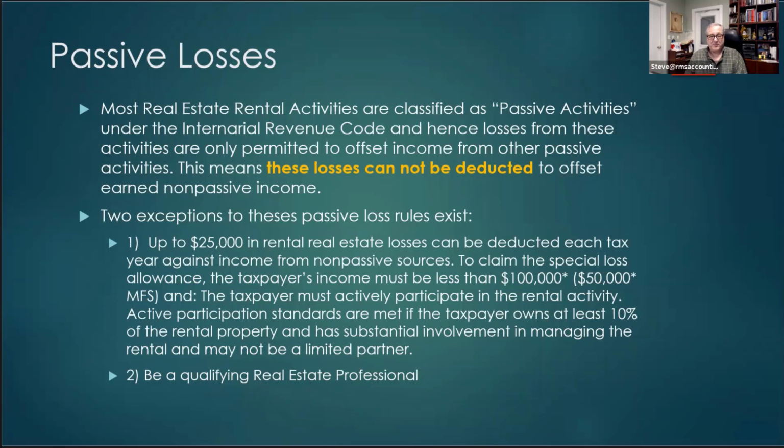You can avoid these passive loss activities if you are in a real estate trade or business. So I am a real estate broker. I own the brokerage firm. I own more than 10% of the company. I spend my time working in the brokerage firm. I'm now in a real estate trade or business. I'm a professional realtor. I spend all my time there. That might get rid of the passive activity rules, and now I can take my losses against my real estate income.